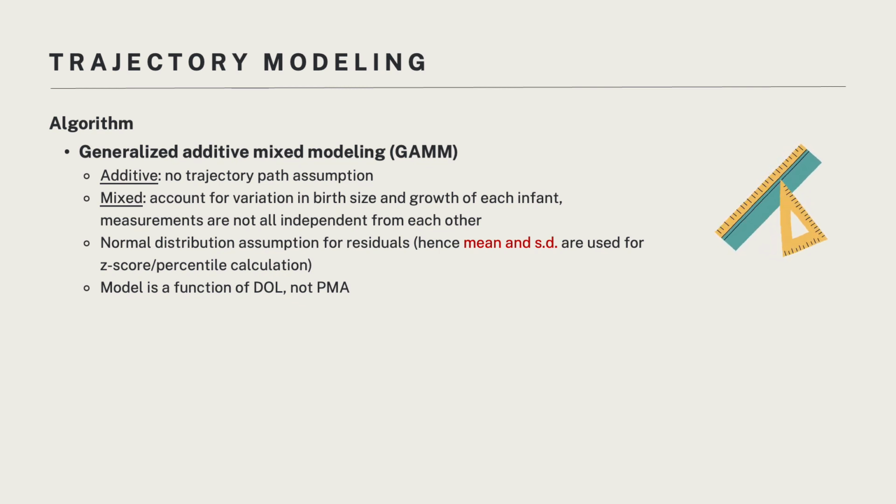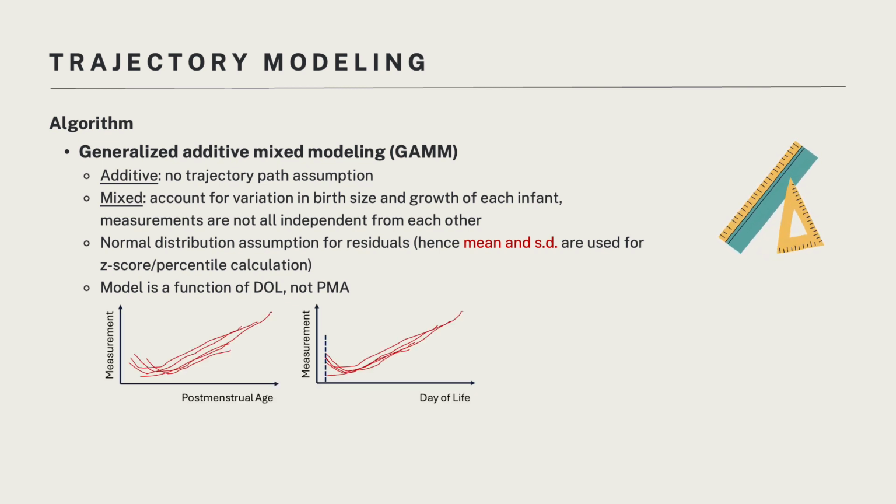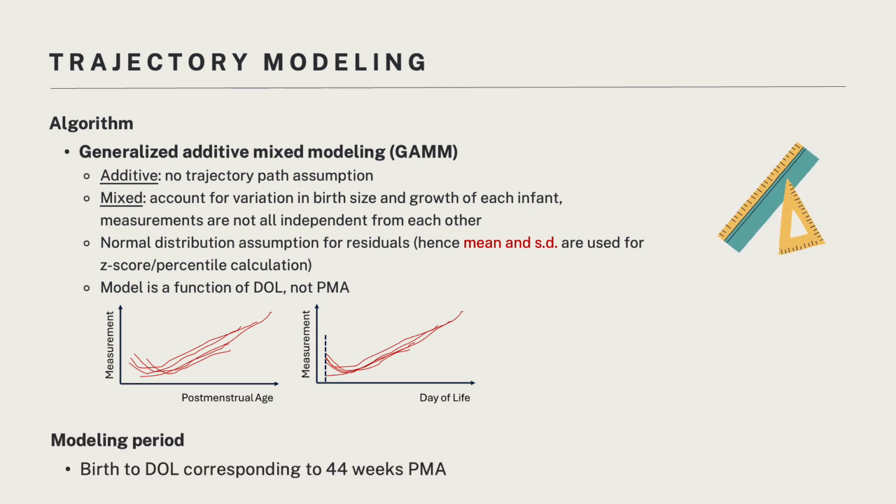GAMM requires a normal distribution assumption for the residuals. Therefore, in the model, the z-scores and the percentiles calculation is based on the mean and the standard deviation instead of the LMS table. Finally, we modeled growth against day of life, and we censored data at an age that corresponds to 44 weeks postmenstrual age.